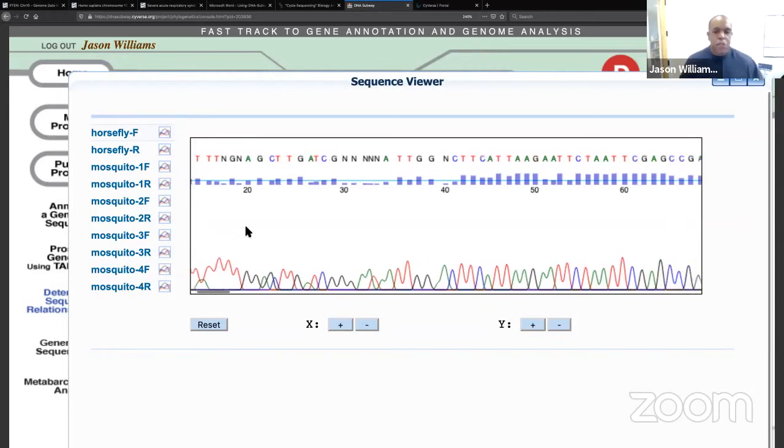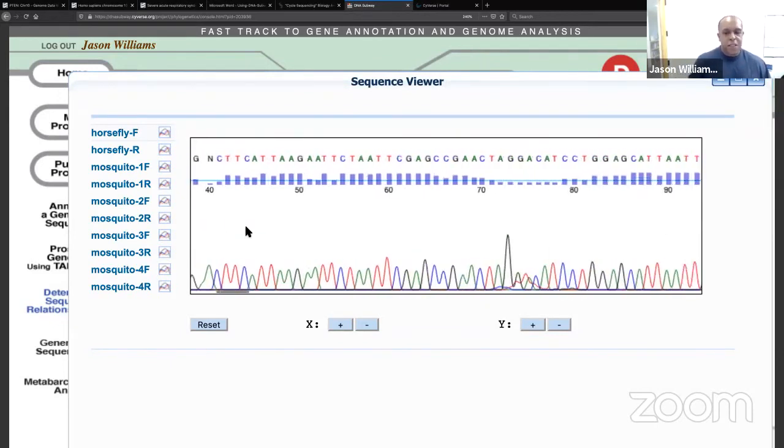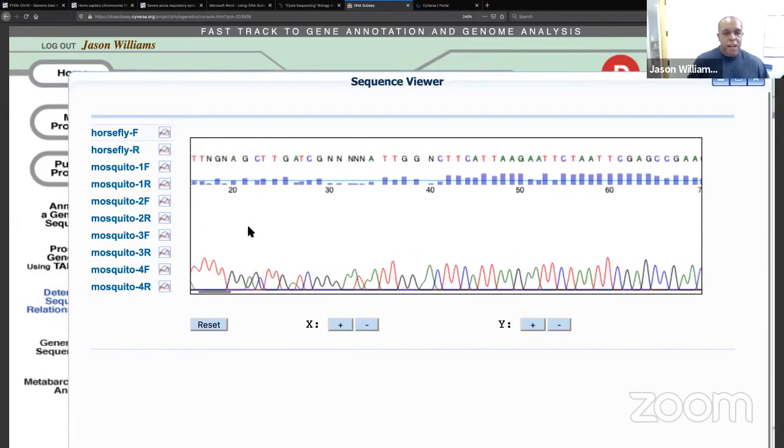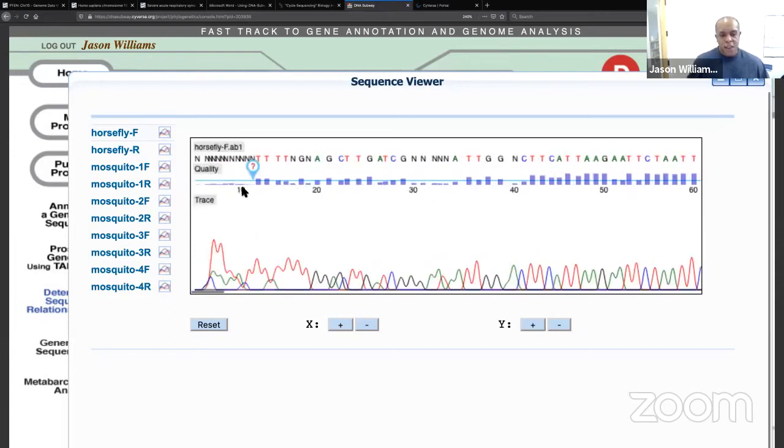So as I move along, if you want to think about me moving along the x-axis, from left to right, I'm going along the strand of DNA. So here's 10 nucleotides in, 20 nucleotides, 30, and so on and so forth.